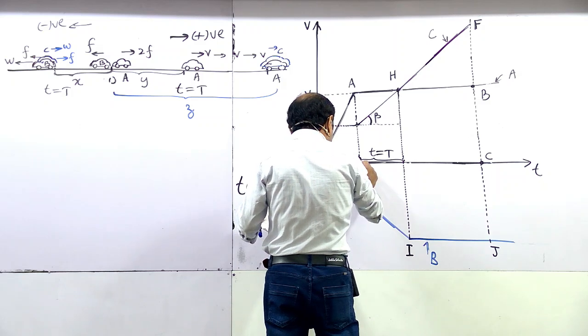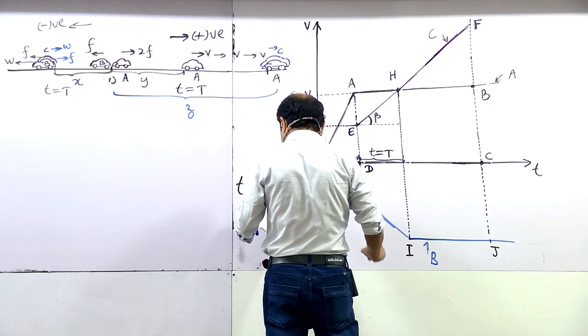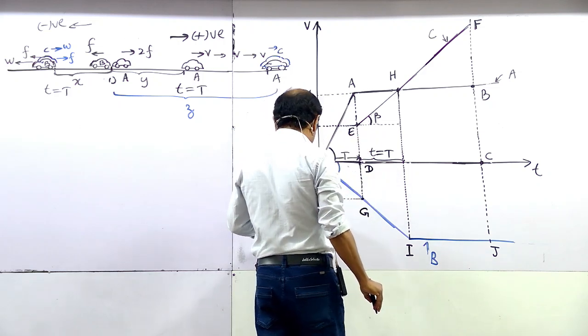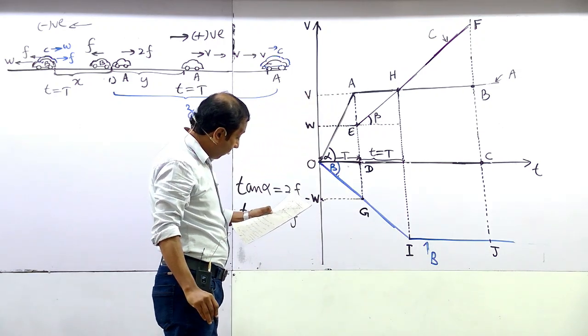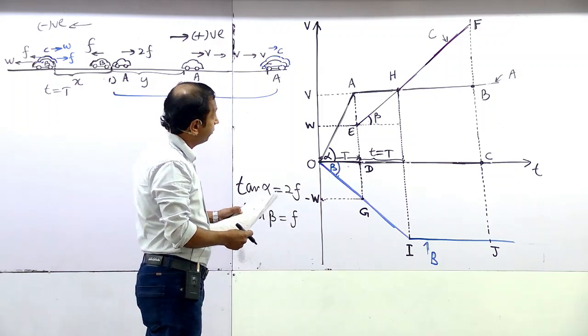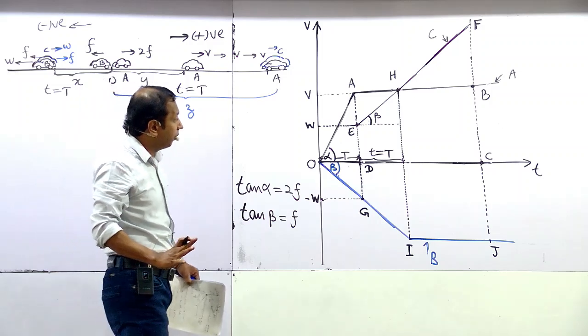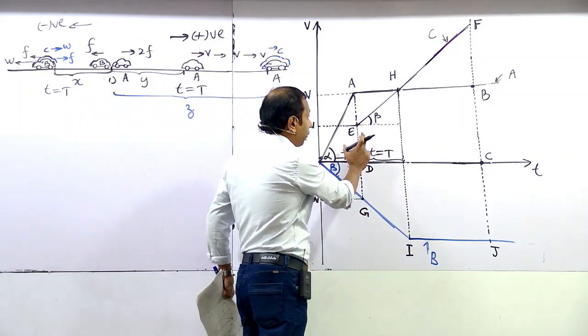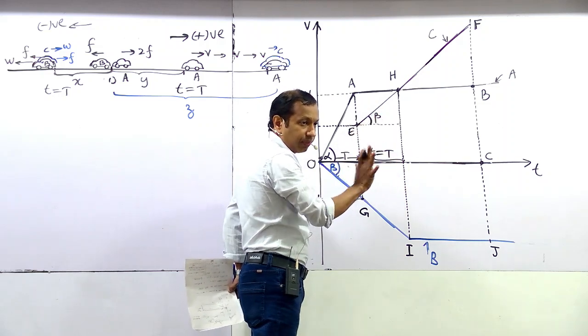This point is D. This point is E. These are the points. This is the VT graph, so then you get full marks. A very important thing, people: in this case, you must first identify the positive direction and the negative direction.